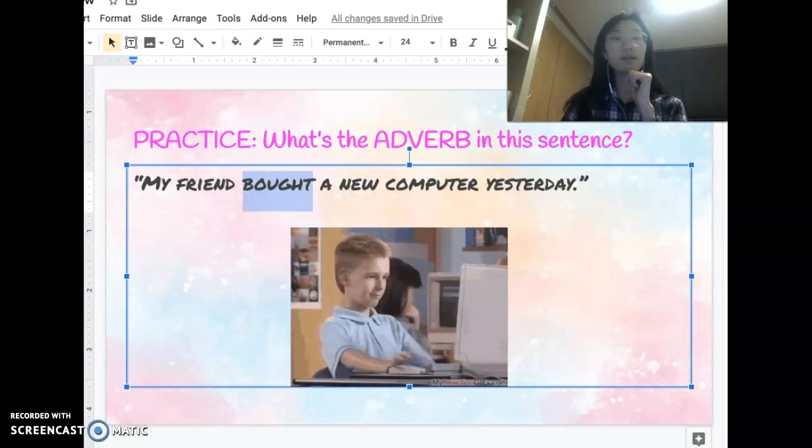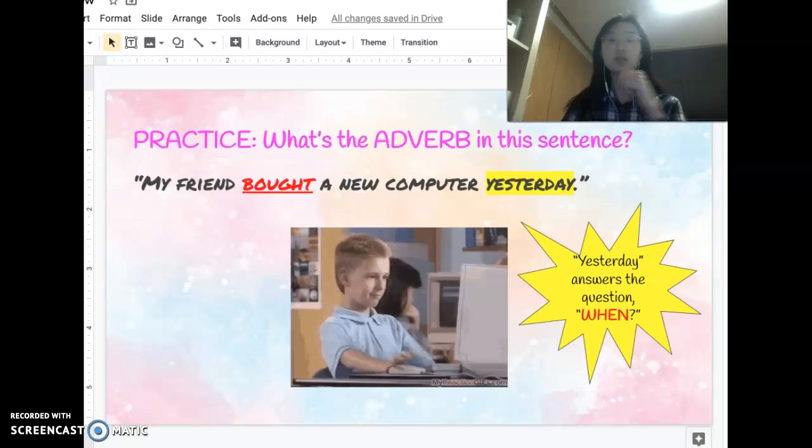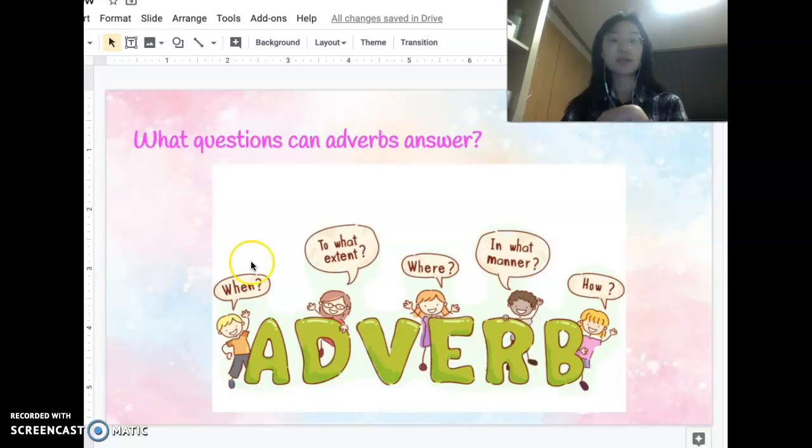And what's the adverb here? Yesterday. Yesterday is the adverb because it answers the question when. When did he buy it? He bought it yesterday. So yesterday describes bought. Okay? Yeah, so the questions again, when, to what extent, where, in what manner, and how.